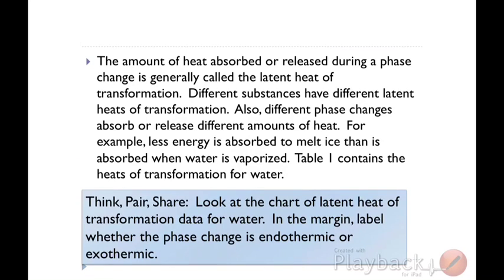So the amount of heat absorbed or released during a phase change is generally called the latent heat of transformation. But different substances have different latent heats of transformation, and on top of that, different phase changes absorb or release different amounts of heat. For example, less energy is absorbed to melt ice than is absorbed when water is vaporized. You have a table in your notes that contains the heats of transformation for water. You could also look this up online.